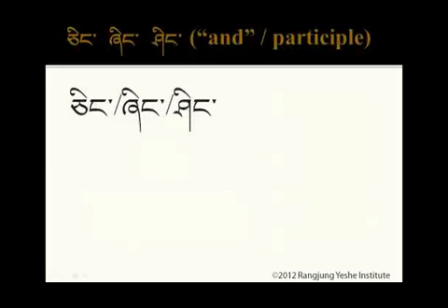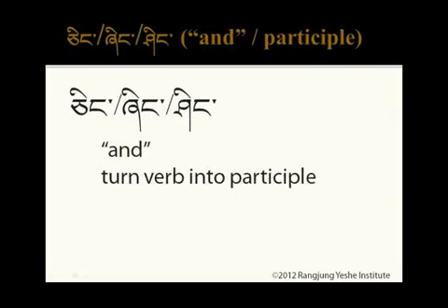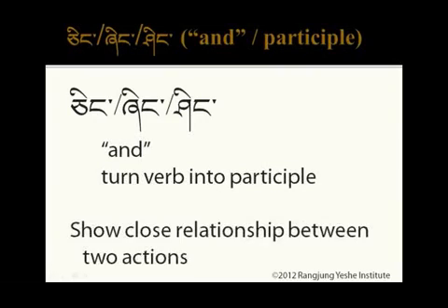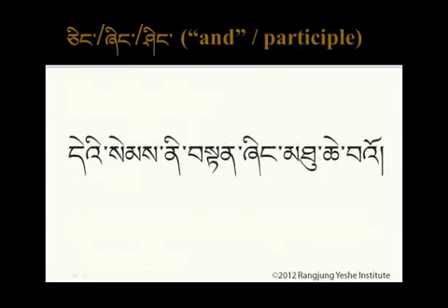Finally, the particles ching, xing, or xing can also be used to connect two sentences together. They can be translated as and, or can turn a verb into a participle, that is, verb plus ing. These particles suggest a close relationship between two actions or things happening simultaneously. For example, de sem ni ten xing tu che wao.